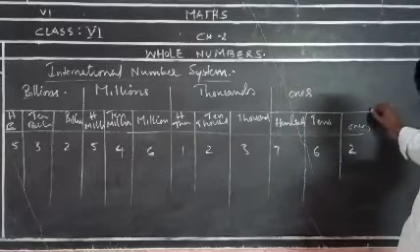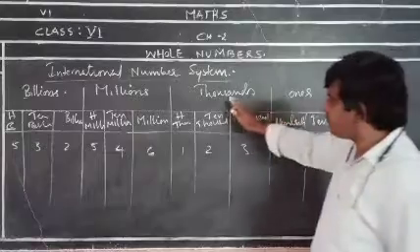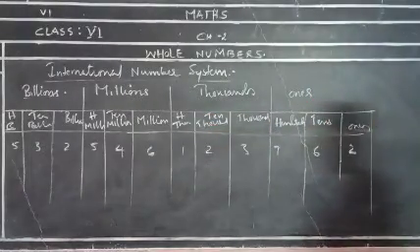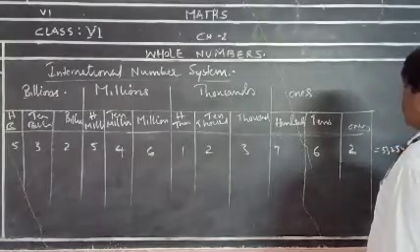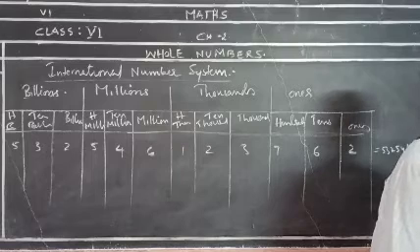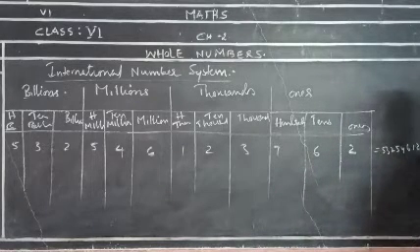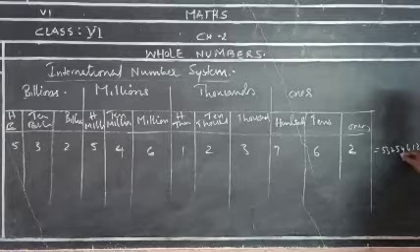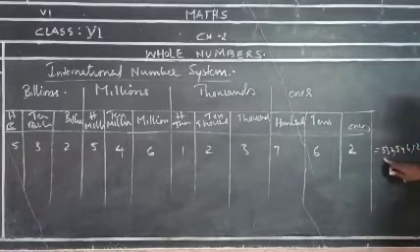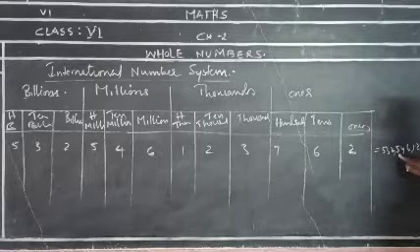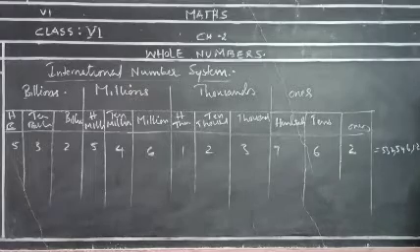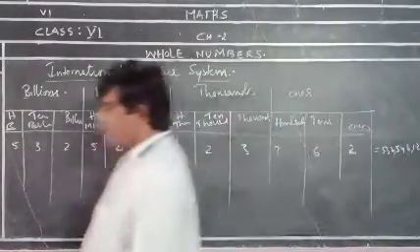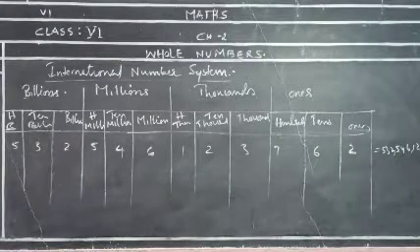So each house is separated after every 3 digits. What is the number here? 532, 546, 123, 762. This is nothing but 532 billions, 546 millions, 123,762. By this way we will learn to give the number name.